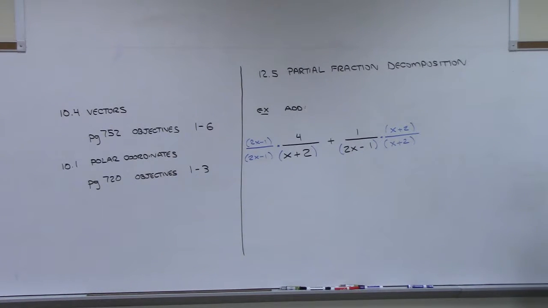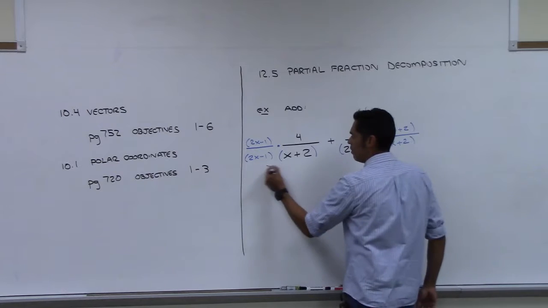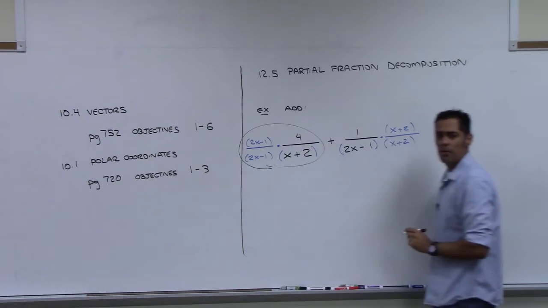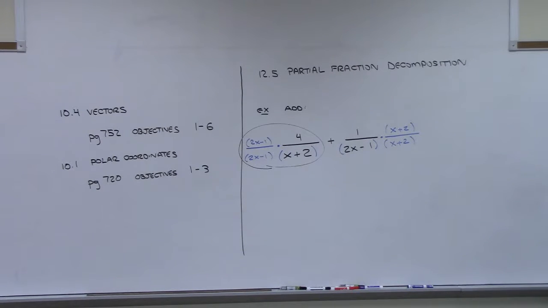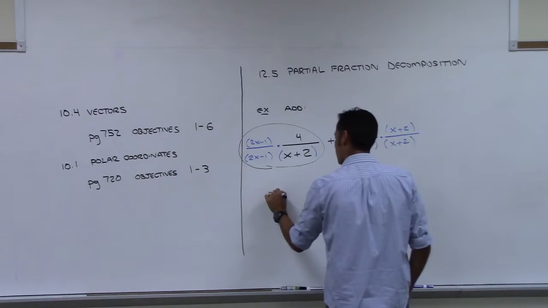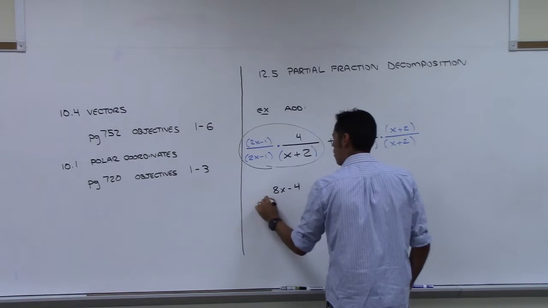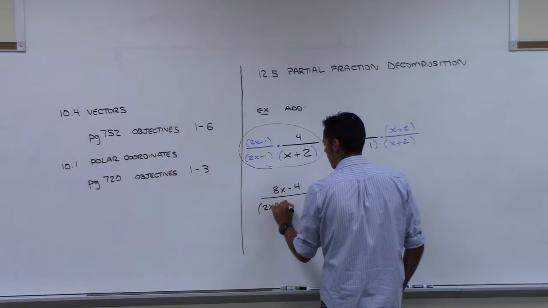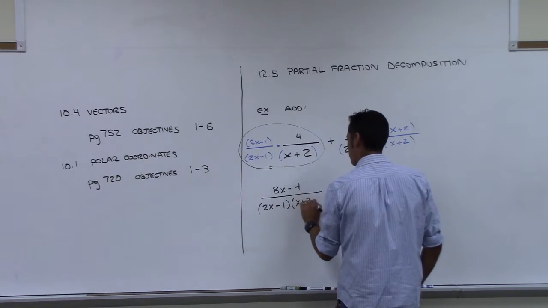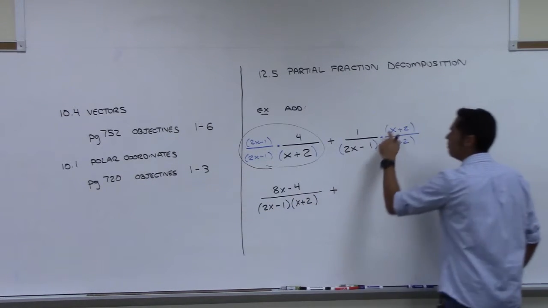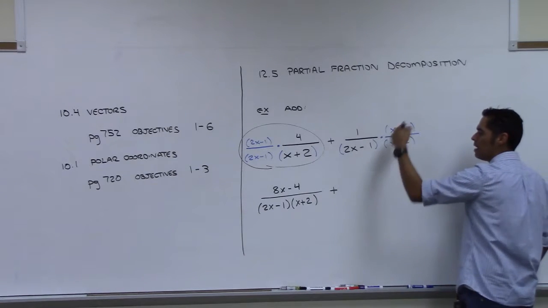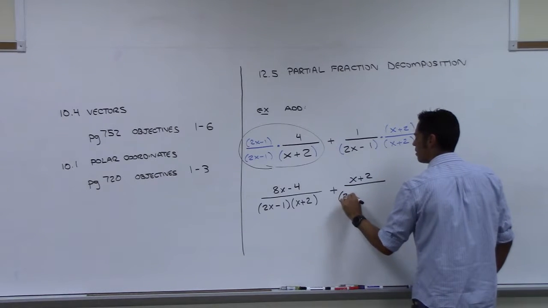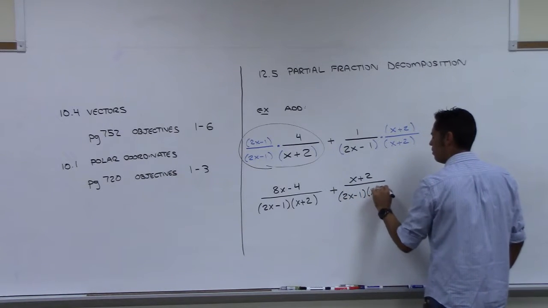All right, let's do this. Let's multiply these two together. So go straight across. The 4 would distribute through that parentheses, and we would get 8x minus 4 over the common denominator, which I'm not going to multiply out, not yet. I'll multiply it out in a second. Plus, oh, it's a 1, so that's going to be easy. 1 times that's just x plus 2 over the same common denominator, 2x minus 1 times x plus 2.